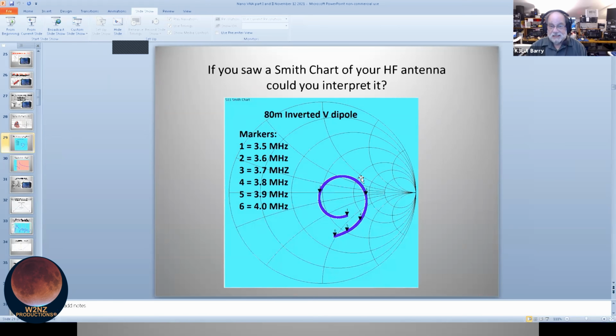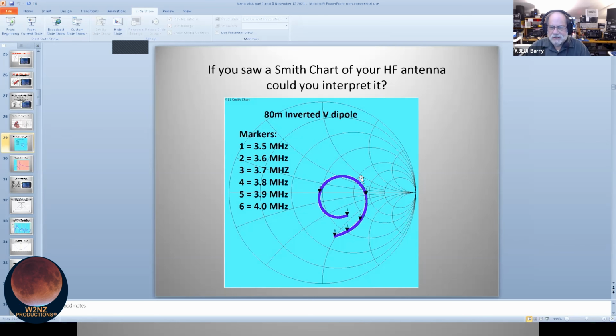if you saw this, and this is my 80-meter antenna, 150 feet behind me in my backyard, if you saw this Smith chart, and it has 6 markers, and you see where the markers are, 80 meters, 3.5 megahertz, 3.6, 3.7, and look, it's a little spirally Q here. If you saw this, could you interpret it? If your answer is yes, then you can tune out and do something else for the next hour, because you already know quite a bit about what this Nano VNA is capable of showing.